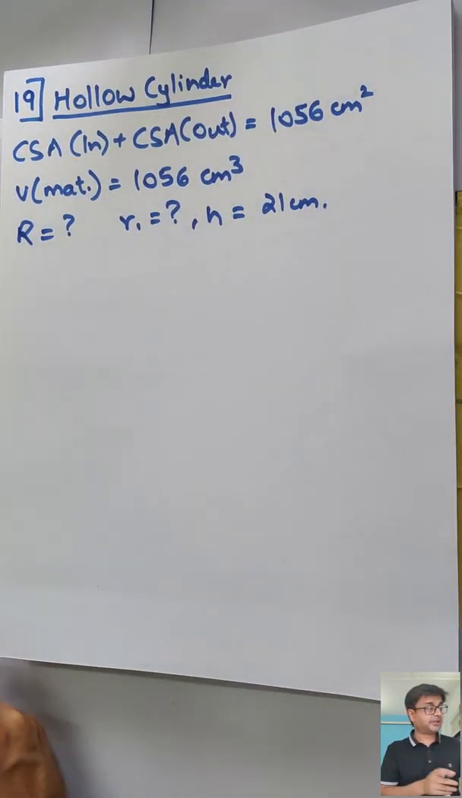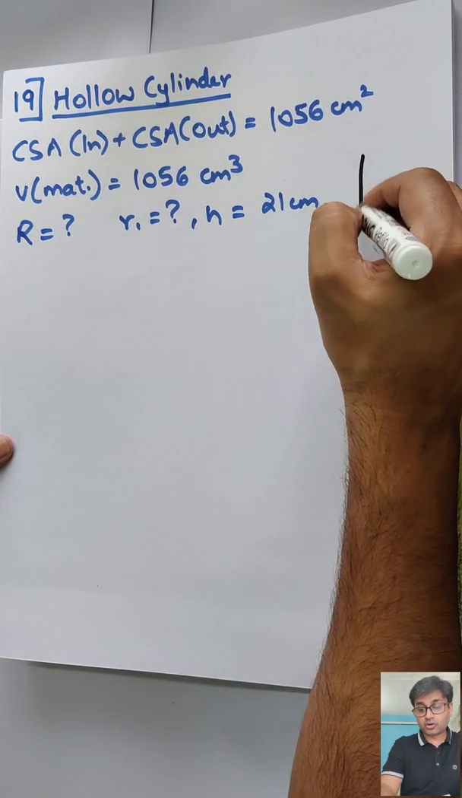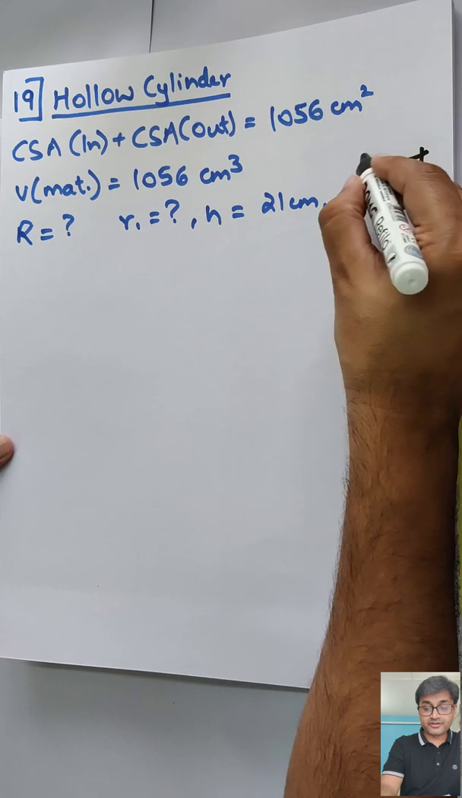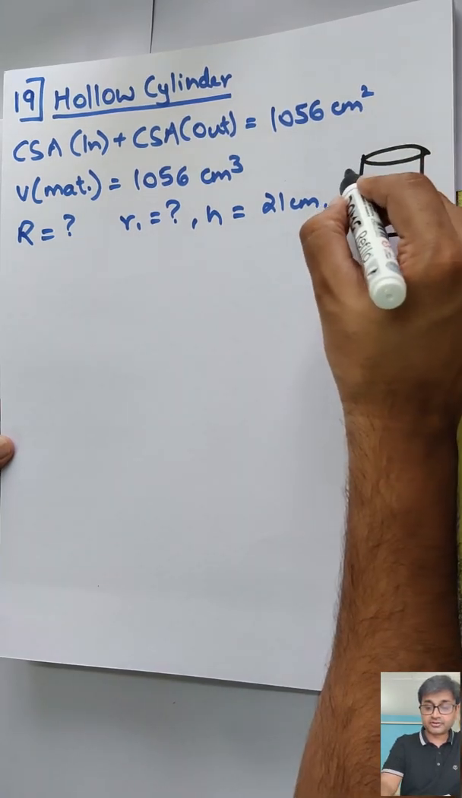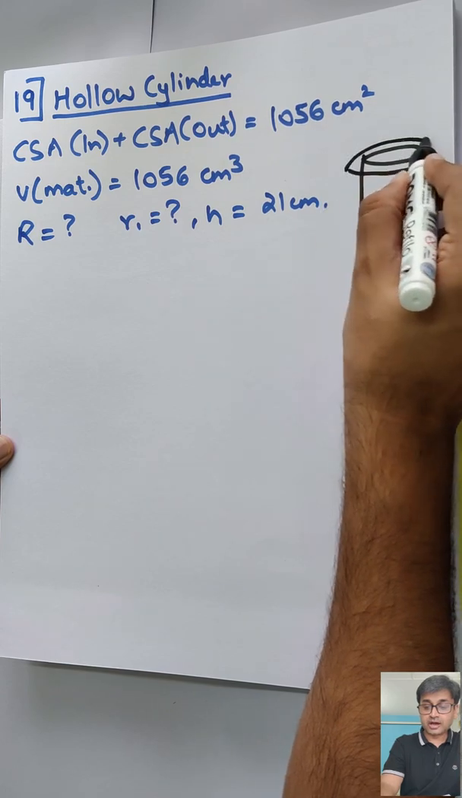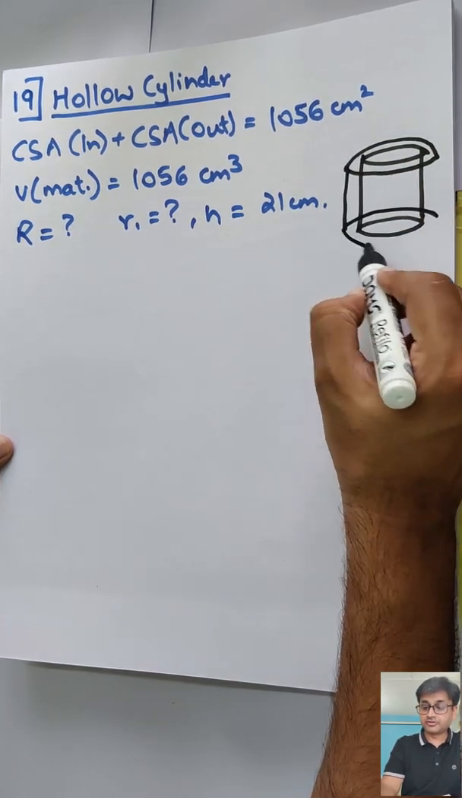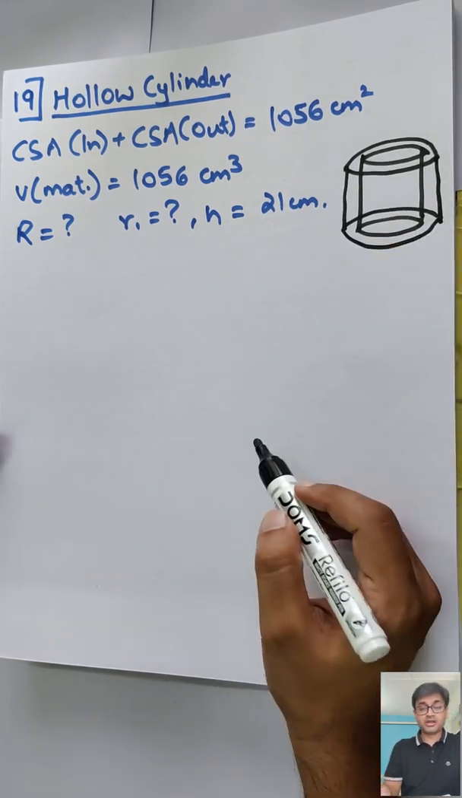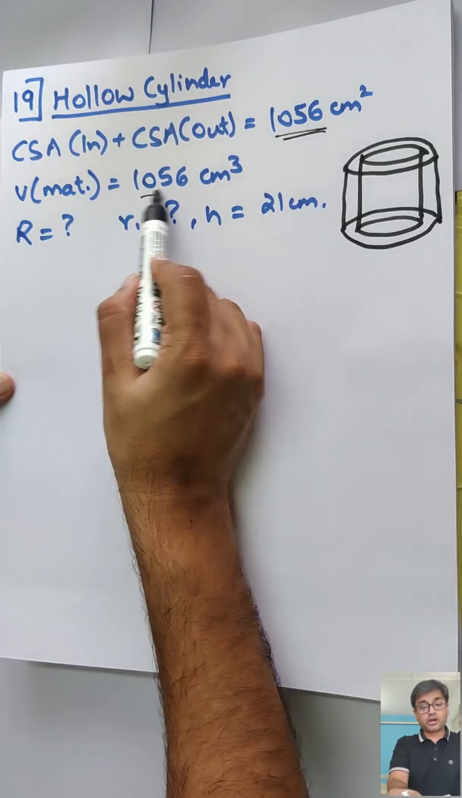Sum number 19. Again 19, a hollow cylinder. Now whenever there is a hollow cylinder, remember you have the internal curved surface, you have the external curved surface, and plus what you have is the ring. See, this is the ring on top, and these are the outer curved surface that I am trying to create now. Alright. So internal plus outer external curved surface is this much, volume is this much.